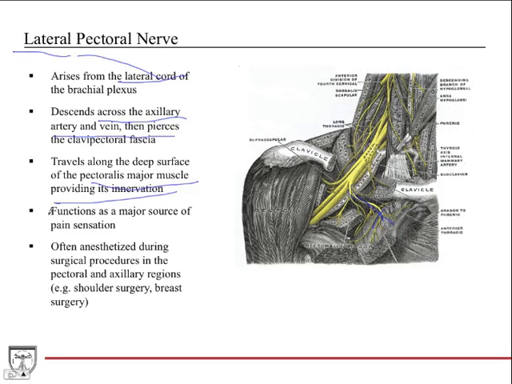It also functions as a major source of pain, and because of that, it's often anesthetized during surgical procedures in the pectoral and axillary regions to help prevent postoperative pain in these patients. So this would be shoulder surgery, breast surgery, any kind of surgery in this region. Okay, so one thing to note here is that pec major is dually innervated. It receives innervation from both the lateral pectoral nerve and the medial pectoral nerve.